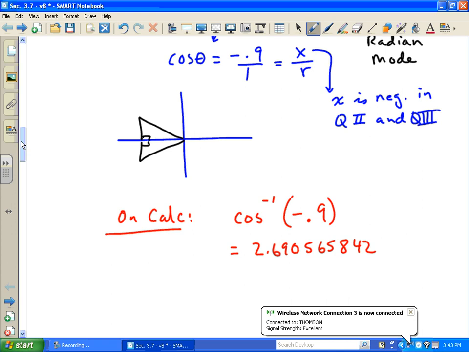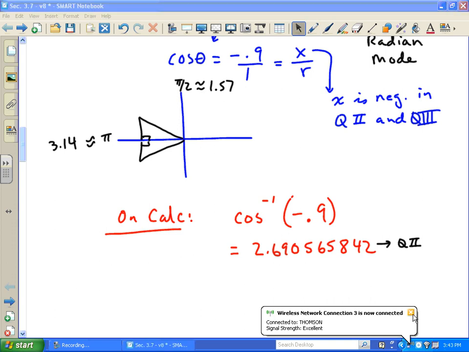And then this is where we probably need to think about which quadrant that particular value that we've just gotten off our calculator is in. Well, up here we know this is pi over 2. Pi over 2 was approximately 1.57. Down here we know that this is pi. That's approximately 3.14. And we see that 2.69 and so forth lies in that second quadrant. So this is actually in quadrant 2. This is one situation where the calculator actually gave us the correct answer, but the problem is it hasn't given us all the correct answers.